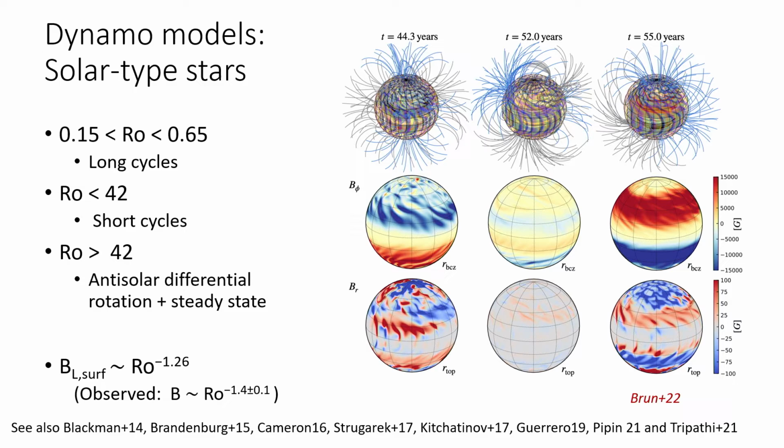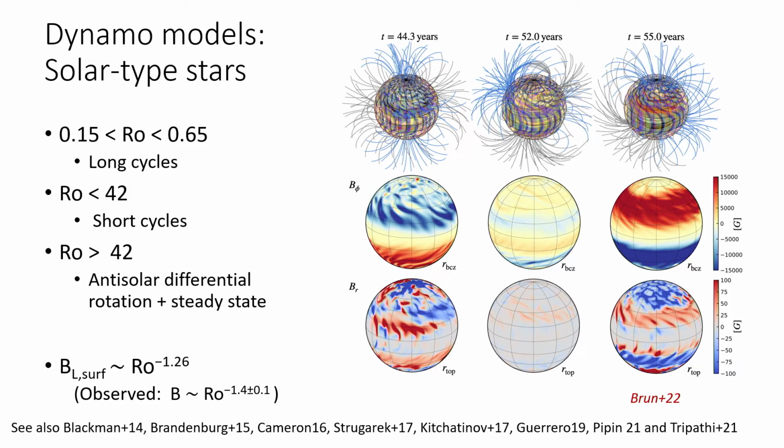So this is a model of solar-type stars. By that we mean stars about the same mass as the Sun. And what you're looking at are models at three different times over a time scale of about 10 years. This is the structure of the field with the field lines extrapolated. This is B-phi, the azimuthal field, and B-r, the radial field. So in this example, you see that over a time scale of about 10 years, the field structure has changed.